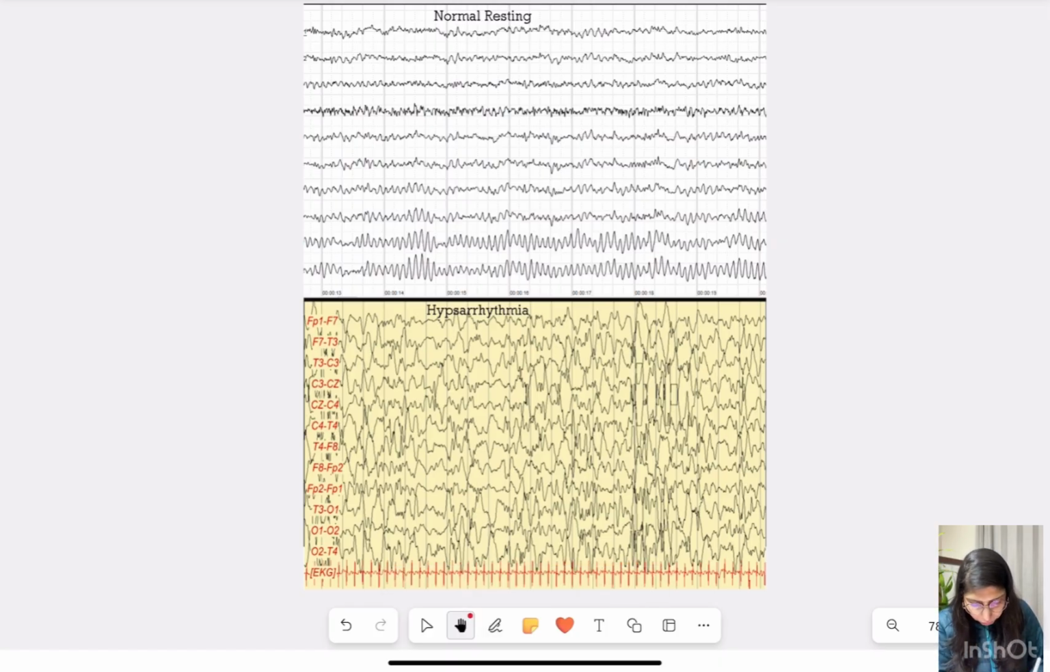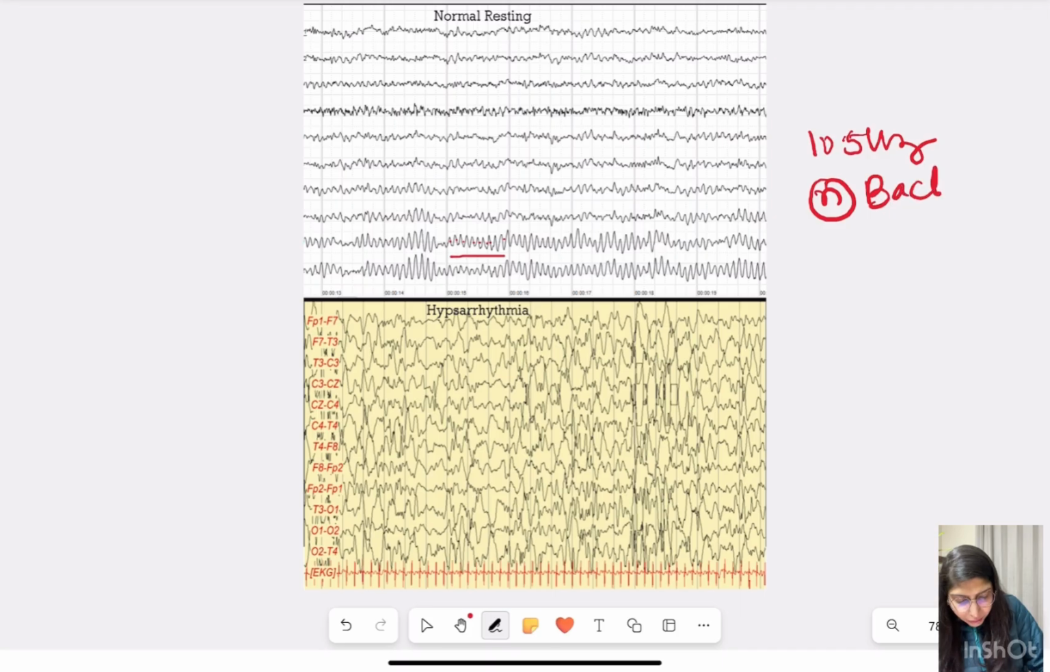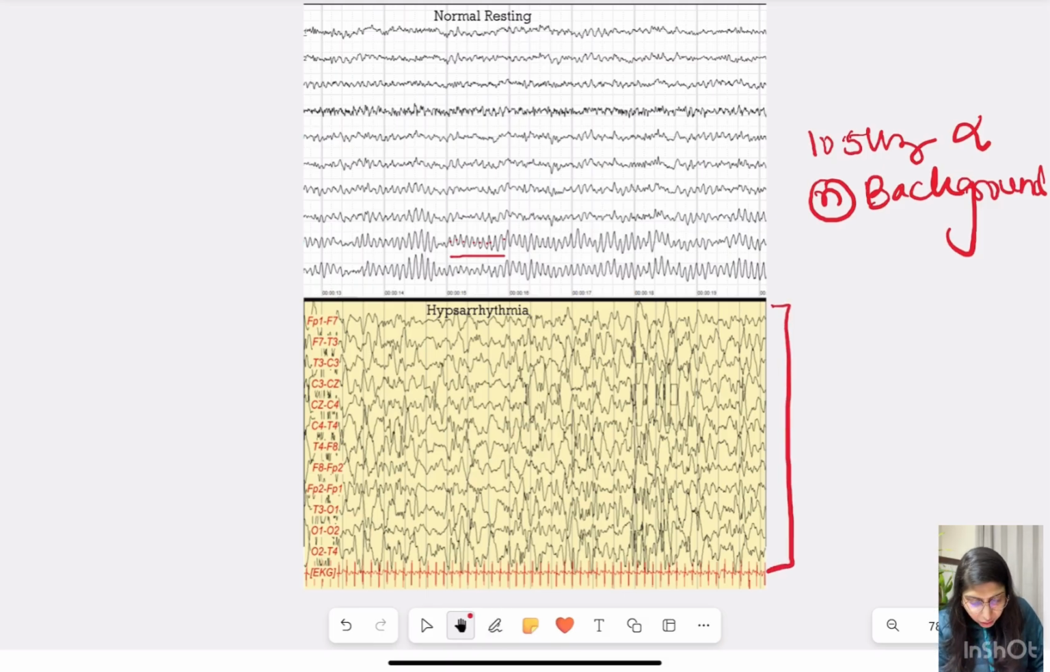So these are normal waveforms, right? In this 1 second, 1 2 3 4 5 6 7 8 9 10, 10 and a half. So 10.5 hertz normal background, right? And we know that 10.5 hertz is an alpha rhythm, so normal background. So this is a normal EEG, and here we see a chaotic background.